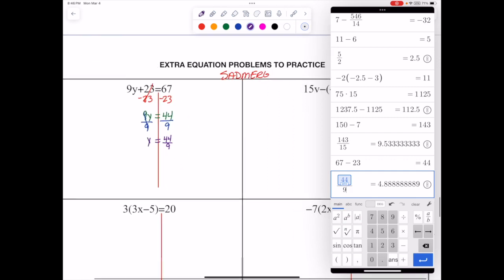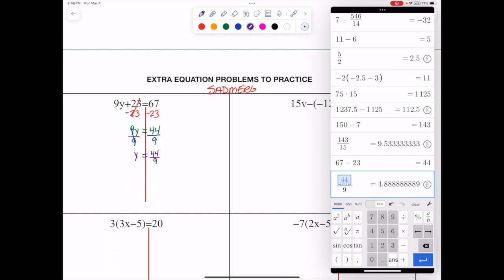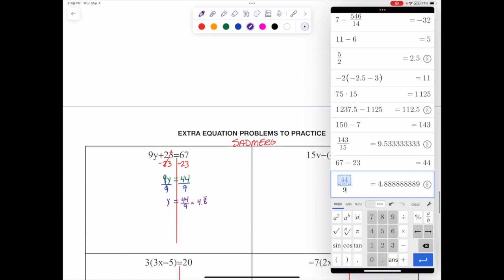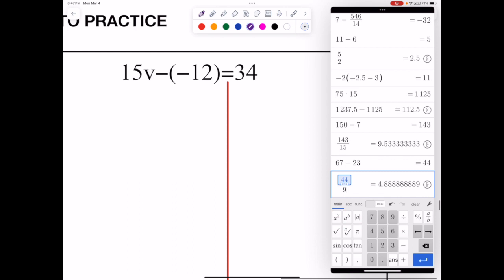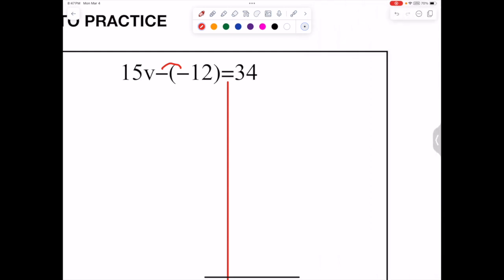Okay, all right, let's go ahead and take a look, or we can write it like this. Okay, let's go ahead and do this next one. Okay, so we have 15v minus a negative 12. We can go ahead and distribute that negative real quick. And if we did, it would just say plus 12. Okay, so let's go ahead and just do a rewrite of this to uncomplicate things. So it's sort of just to try to trick you.